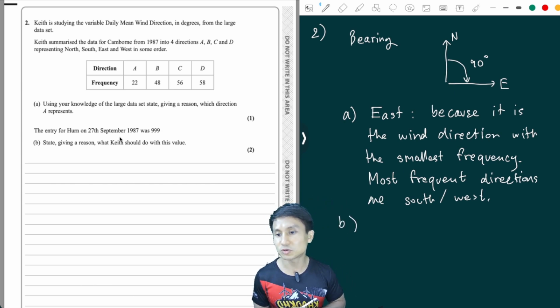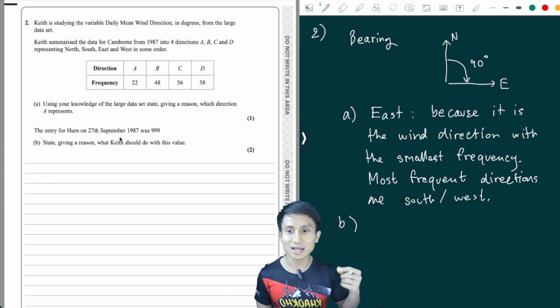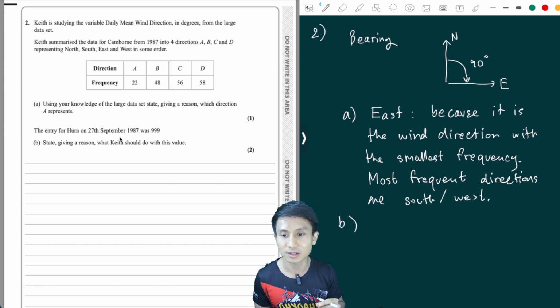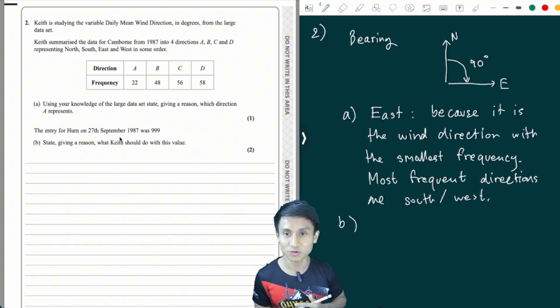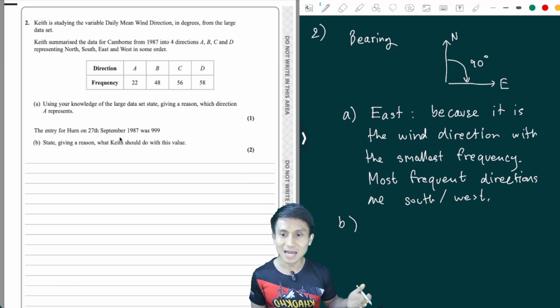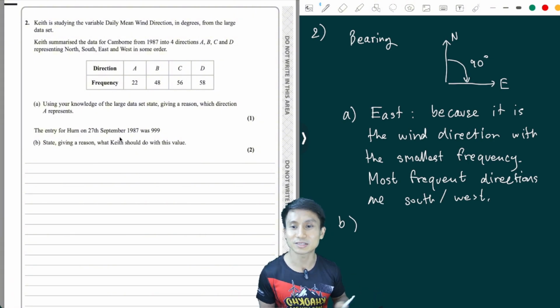For B, the entry for Heathrow on 27th of September 1987 was 999. Okay, so the entry that is talked about here is not the frequency, it's the direction, okay? Because this is just one entry. So it's talking about the actual data here, which is the wind direction. Look, guys, bearing has a maximum of 360 degrees because we measure bearing using just the normal unit, degrees, right? So 999 seems to be an anomaly here. I mean, it's not even an anomaly, it's just wrong data. Because how can you have a number more than 360, right?